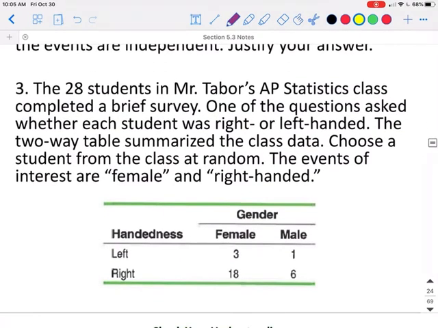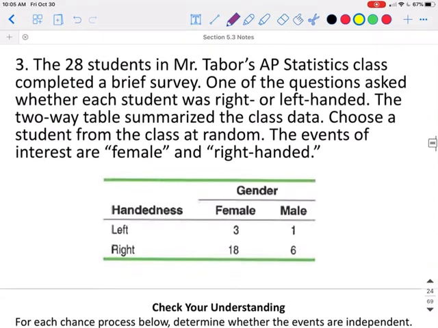The 28 students in Mr. Tabor's AP Statistics class completed a brief survey. One of the questions asked whether each student was right-handed or left-handed. The two-way table summarizes the class data. Choose a student from the class at random. The events of interest are female and right-handed. So we need to see if these events are independent or dependent.